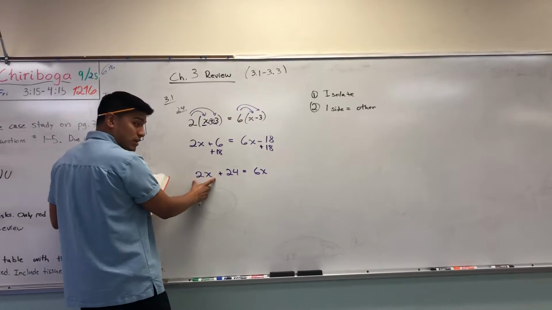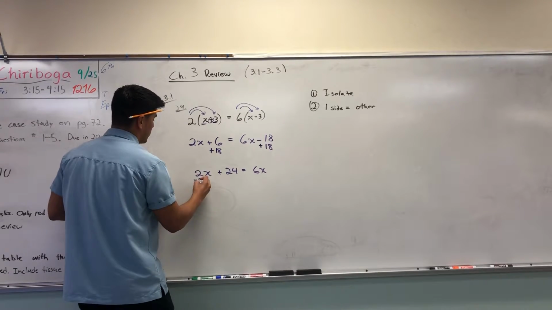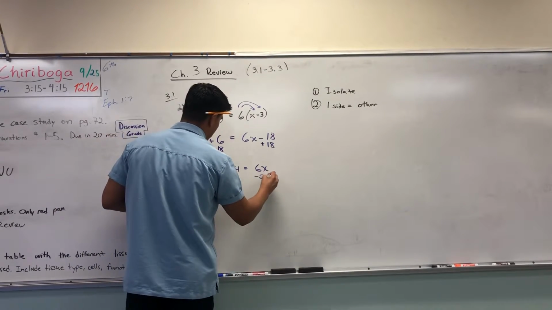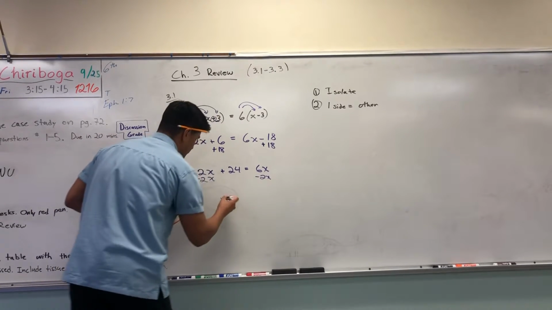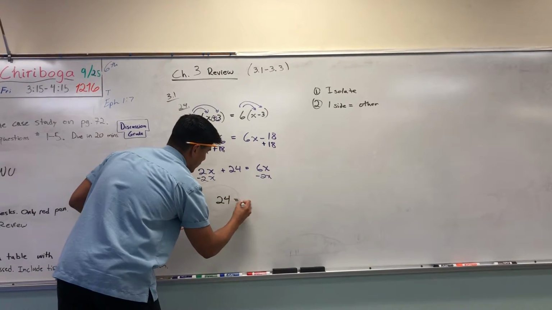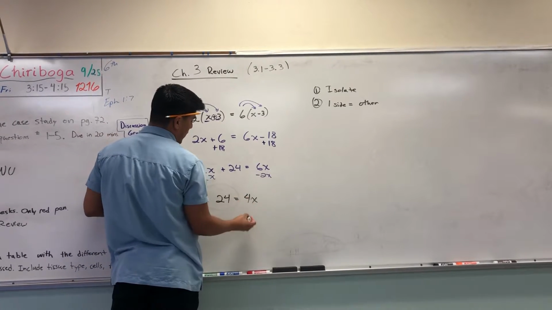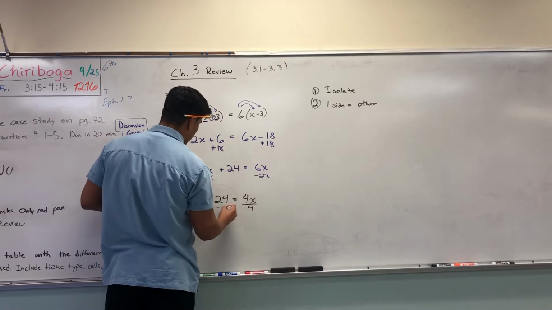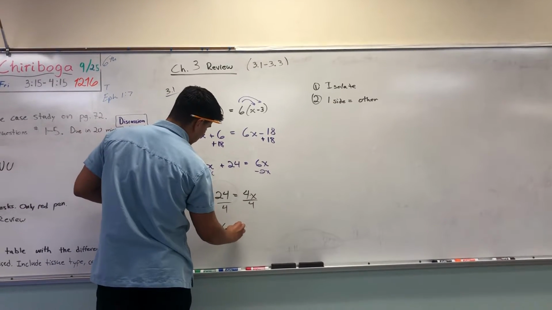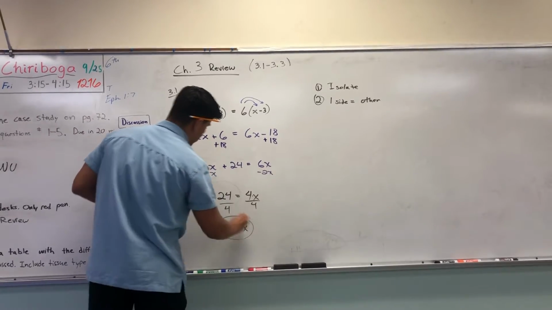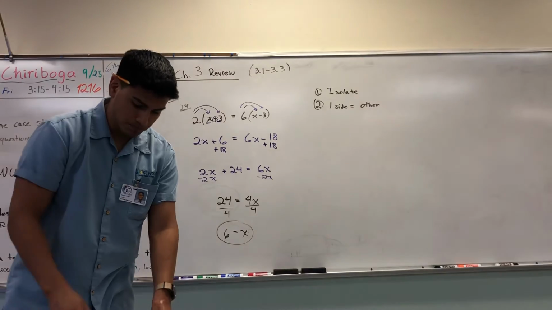Now we want to move this variable to the other side so we can isolate the variable on one side by itself. Minus 2x, and that gives you 24 on one side and 4x on the other side. Now this 4 is multiplied to that x, so you're going to divide by 4, divide by 4. 24 divided by 4 is going to be 6 equals x, and then that's your final answer. Notice how the x is not negative, it has to be positive x, okay?